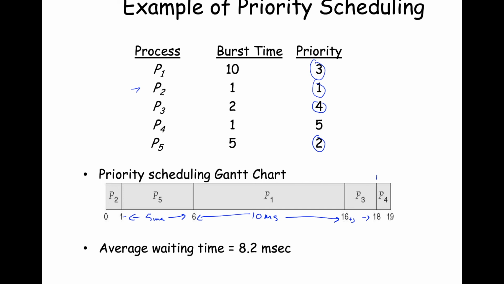If we add up all the wait times, we have a wait time of 0 for P2, 1 for P5, 6 for P1, 16 for P3, and 18 for P4. We add them up and divide by 5, and the average wait time is 8.2 milliseconds.